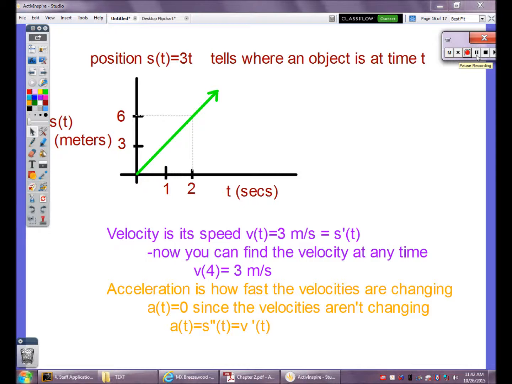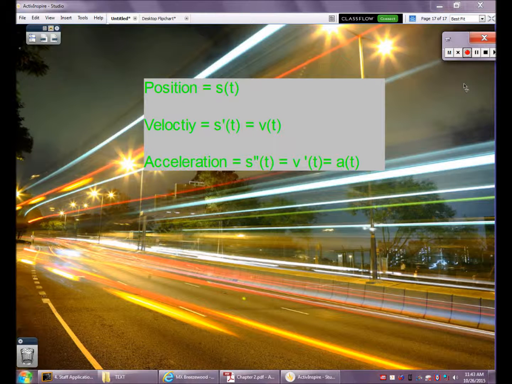Here's the relationship between all three. So check out the notation I'm using. S of t for position, s prime, my first derivative, for velocity, which is v, and s double prime for acceleration, which is the same thing as v prime, or a of t.